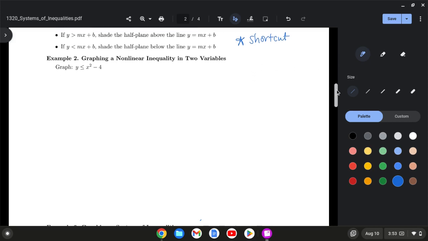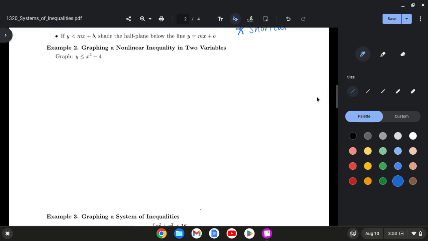All right, let's go ahead and look at a nonlinear inequality. So here we're graphing y is less than or equal to x squared minus 4. So let's go ahead and follow the same steps. So step 1, we're going to replace our less than or equal to sign with an equals. Another thing in step 1 is, since this includes a less than or an equals in our inequality, that means that we're going to have a solid line when we graph this.